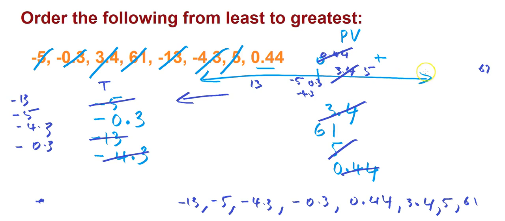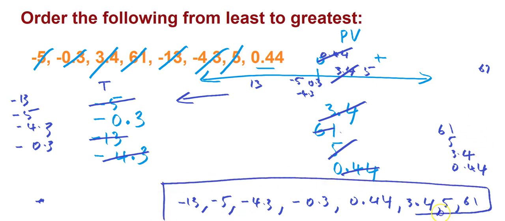And on this side you've got 61, well that's towards the top end. Then you've got 3, 1, 5, and 0, so 5 would come next. Then you've got 3.4, sorry, and then you got 0.44, and that would be the order. And you can see that we already have that order as well down here. That's how you order from least to greatest when it's all mixed up and jumbled.